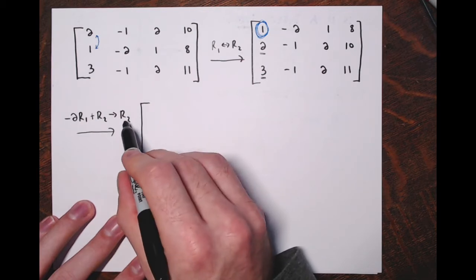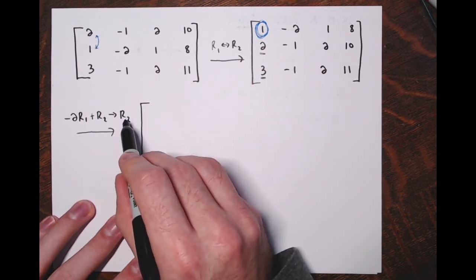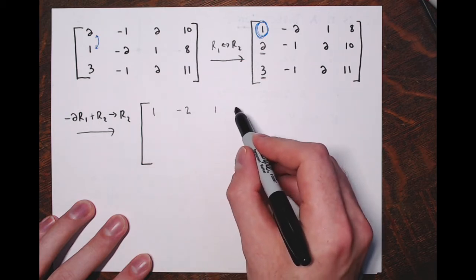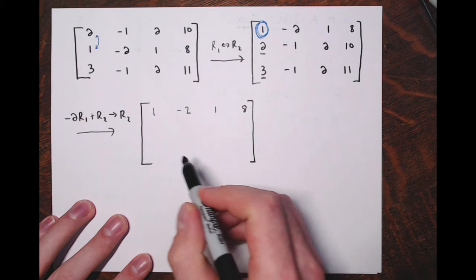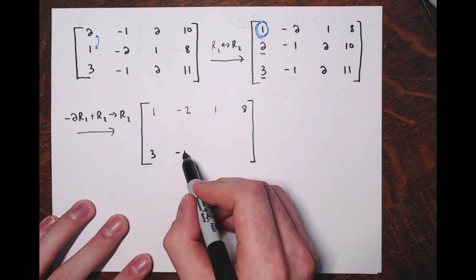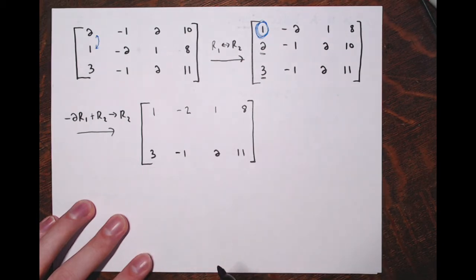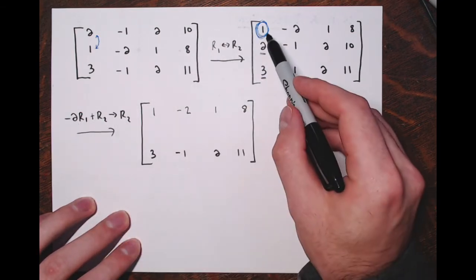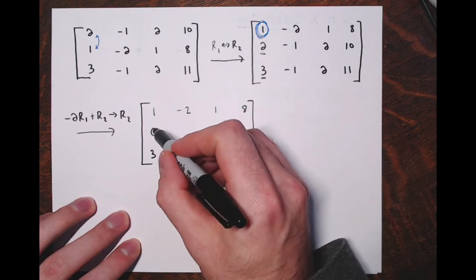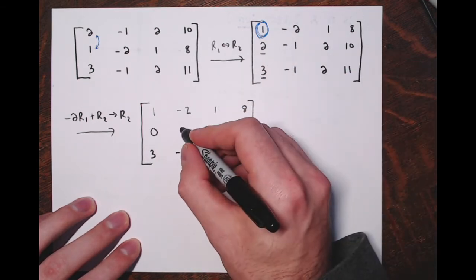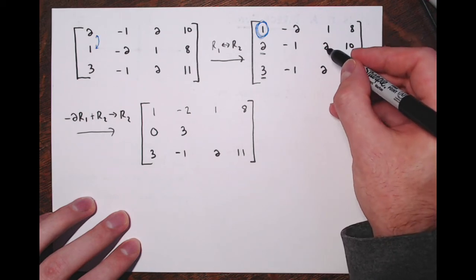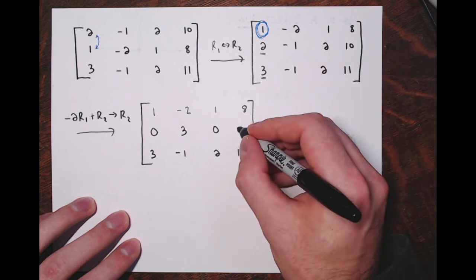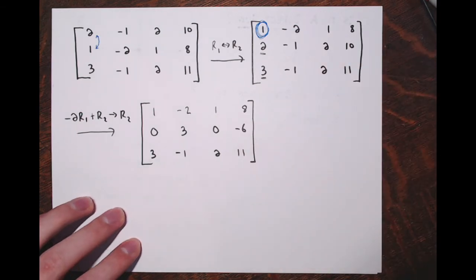I'm only changing row 2. The only row that's getting replaced here is row 2, so row 1 is the same, and row 3 is the same. It's row 2 that's changing. I take negative 2 times the row 1 entries and add them to the row 2 entries. Negative 2 plus 2 is 0. Then 4 plus negative 1 is 3. Negative 2 plus 2 is 0. And then negative 16 plus 10 is negative 6.